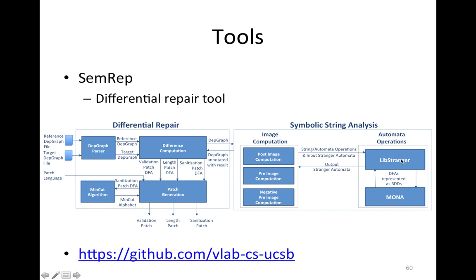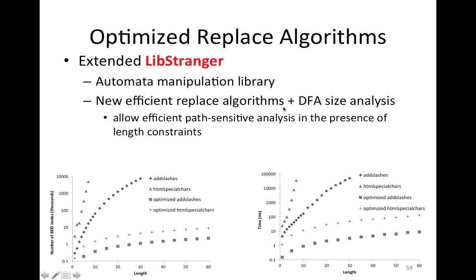The LibStranger contains the operations to model the replace and other operations. It was started by my colleague Fang Yu in VLab, our lab at UCSB, and I extended it by implementing a number of optimized replace algorithms to model the sanitization functions in PHP and JavaScript. For example, the functions add slashes, HTML special chars, trim, to uppercase, to lowercase, all these functions. I implemented the algorithms to compute the post and pre-images of these operations efficiently compared to the original general language replacement algorithm.